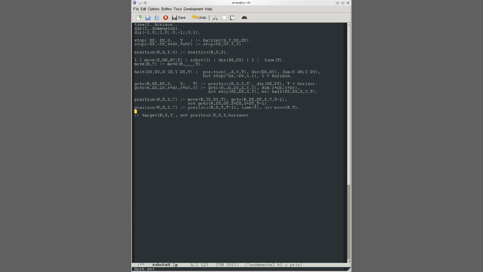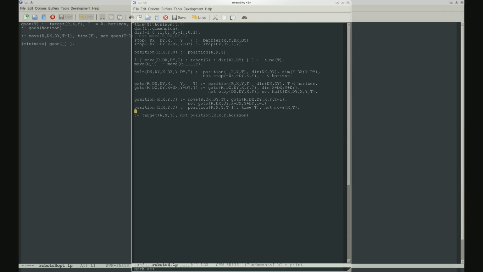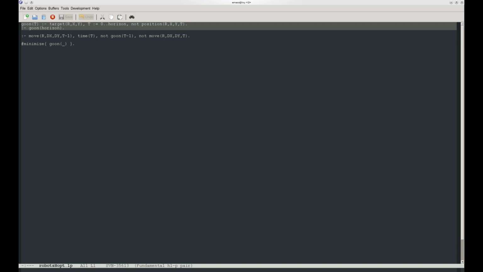However, in general, we are interested in ideal plans or ideal solutions. That is, we want to get a plan which gives us the shortest number of steps to move the robot to the target. We will show you subsequently how we can achieve this on the level of Gringo and Clasp. The minimization of the plan length is accomplished by defining and afterwards minimizing the go-on relation.